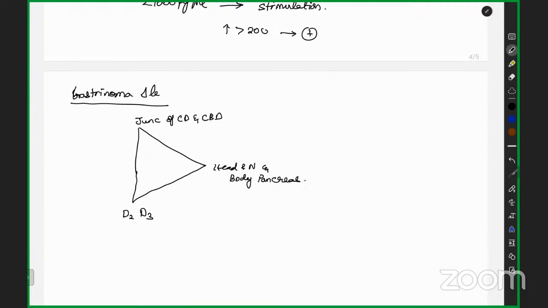And what is going to be the content? The contents are: you're going to have the wall of D1, that is the first part of the duodenum. Then you're going to have the head of pancreas inside this triangle. And third, you're going to have the lymph node. This is the gastrinoma triangle. The problem is the gastrinoma triangle is visualized only using endoscopic ultrasound. This gastrinoma triangle is otherwise called the Passaro triangle.